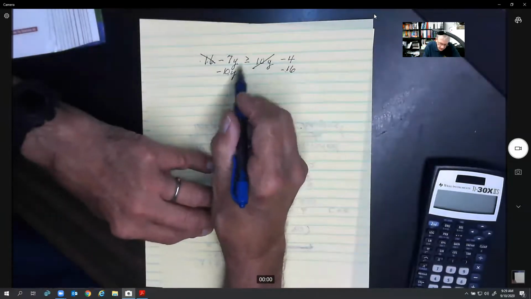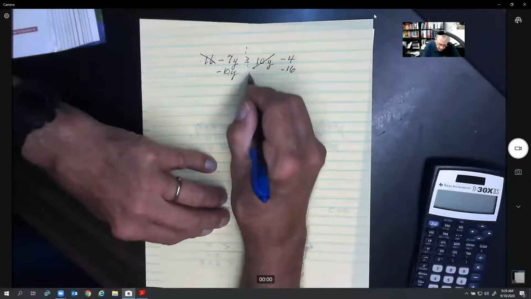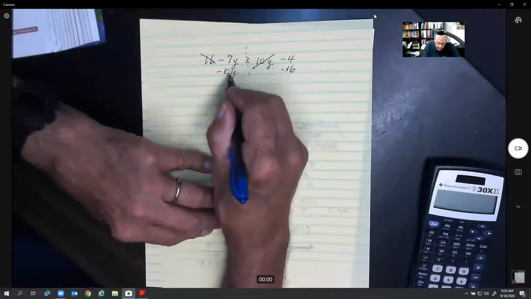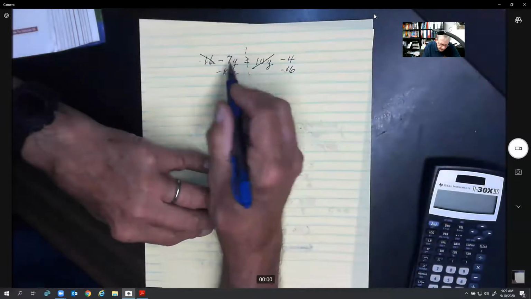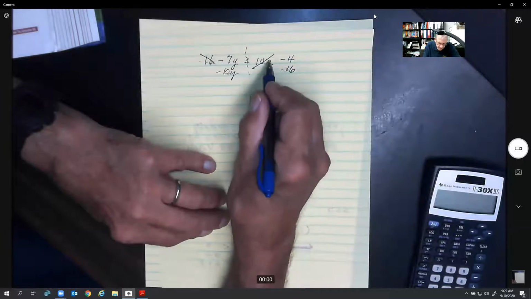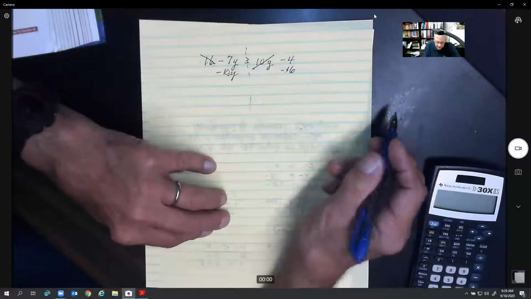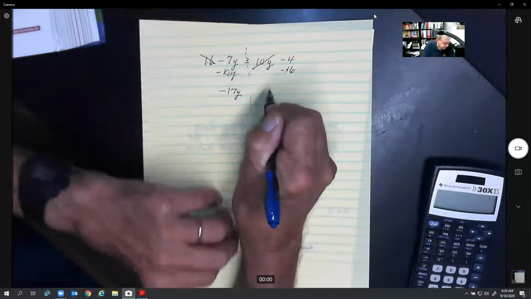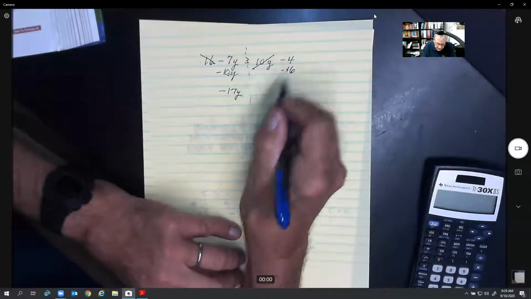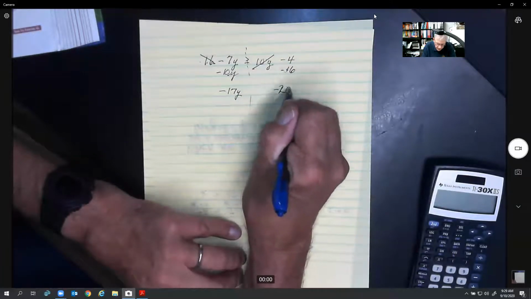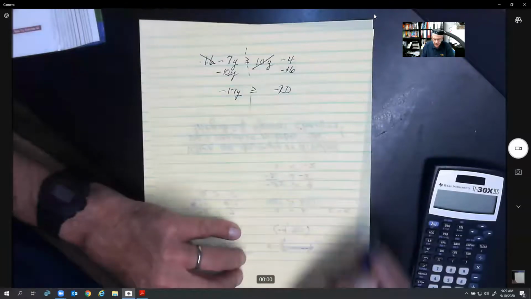Sometimes we say, think of this as a line: cross the line, change the sign. Or you could say switch sides, switch signs. Any way you look at it, this is a negative 17y, and this is going to give me a negative 20. And right now it's still greater than or equal.